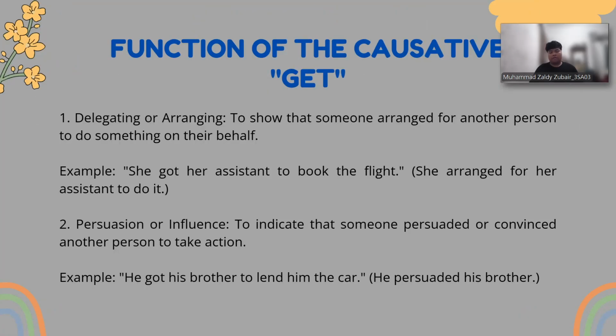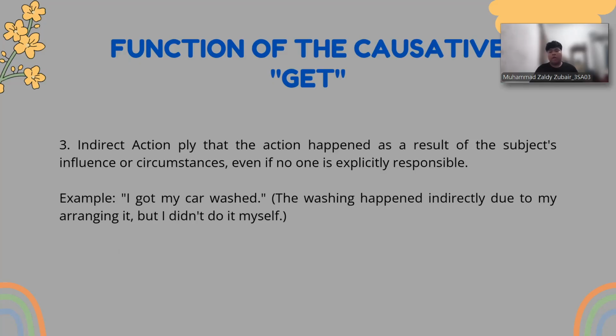Function of causative get. Number one, delegating or arranging, to show that someone arranged for another person to do something on their behalf. Example: she got her assistant to book the flight. She arranged for her assistant to do it. Number two, persuasion or influence, to indicate that someone persuaded or convinced another person to take an action. Example: he got his brother to lend him the car. He persuaded his brother.